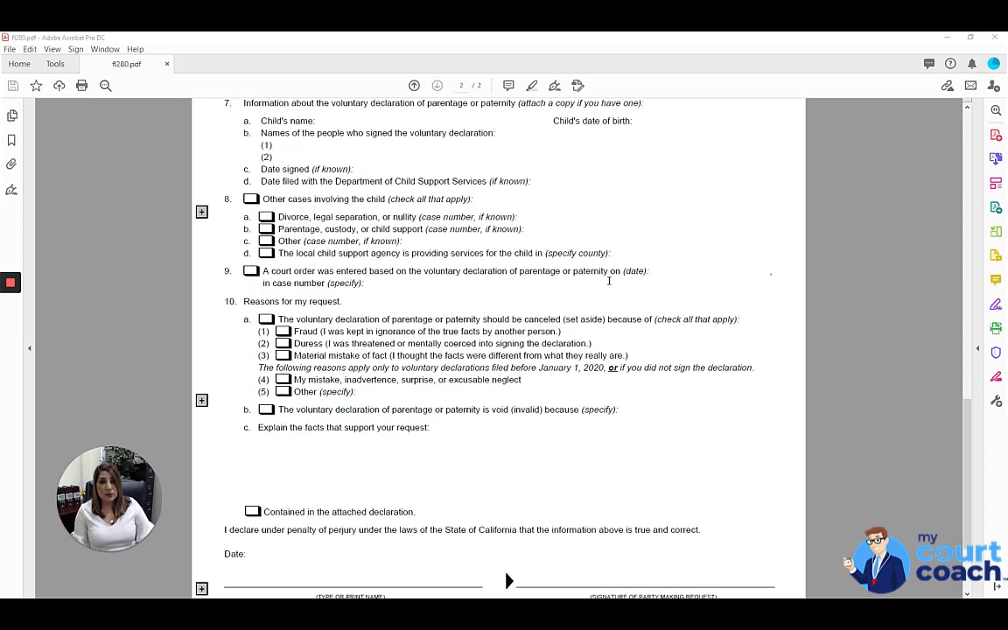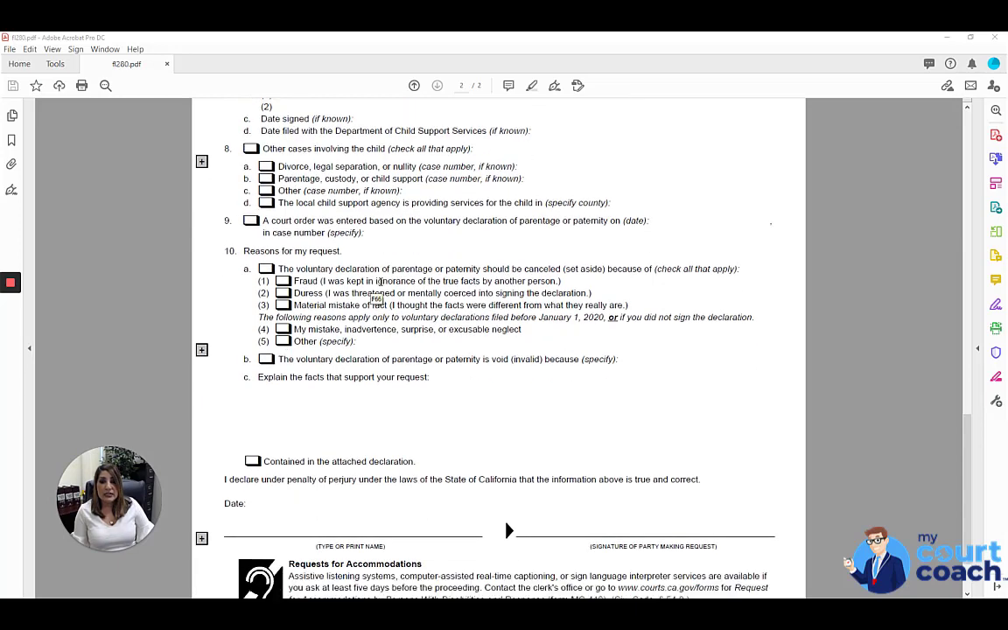If there has been a court order entered based on the voluntary declaration of parentage or paternity, you want to mark box 9 and list the date and case number. And then in 10, you're going to explain your reasons for the request. Again, if this is because you're claiming that the voluntary declaration of parentage is void, mark 10B. On the other hand, if you're just asking for it to be set aside, then you want to identify what the basis is for the set-aside request.